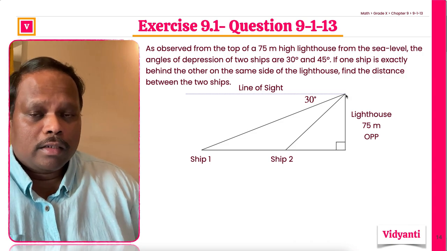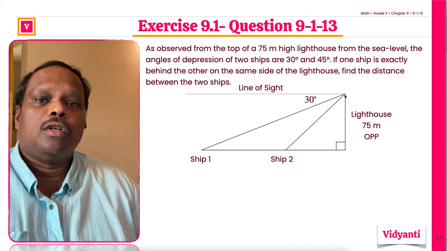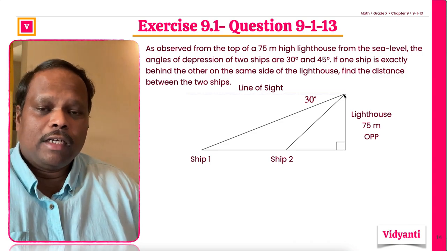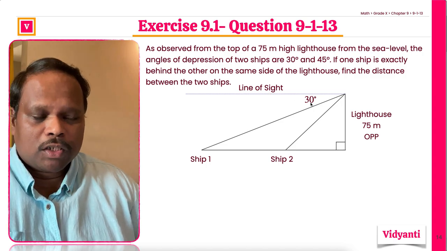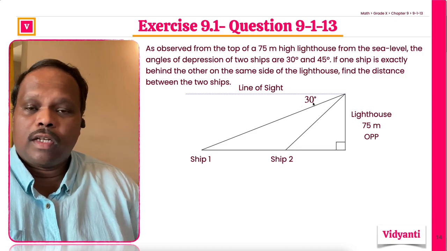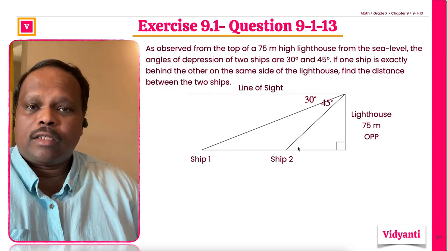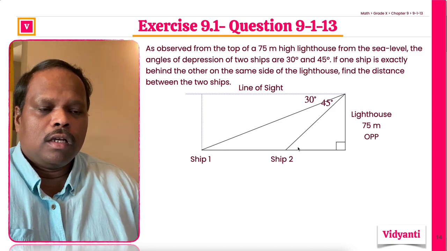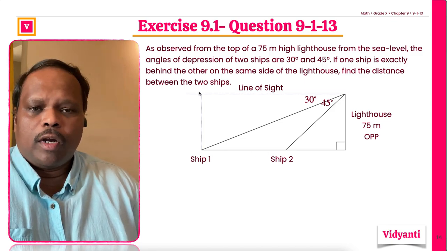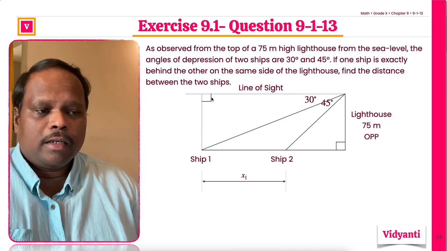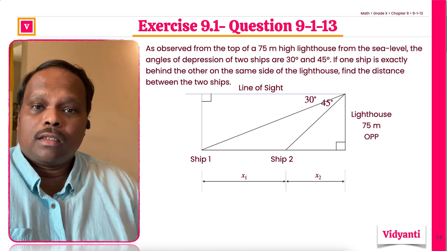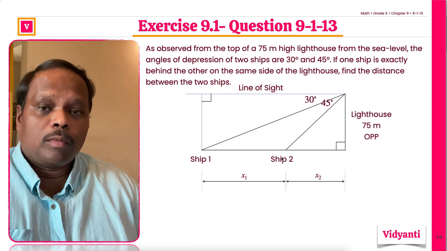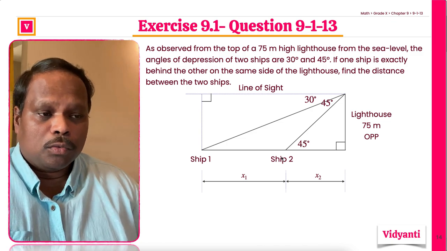Now, the two angles of depression have been given. So every time you lower your eyesight, the angle created at the line of sight will be your angle of depression. So for ship 1, it has been given as 30 degrees, and for ship 2, it has been given as 45 degrees. Now, let us draw a perpendicular to the line of sight. This is at 90 degrees. Let us assume that the distance between ship 1 and ship 2 is x1, and the distance of ship 2 from the lighthouse, let it be x2.